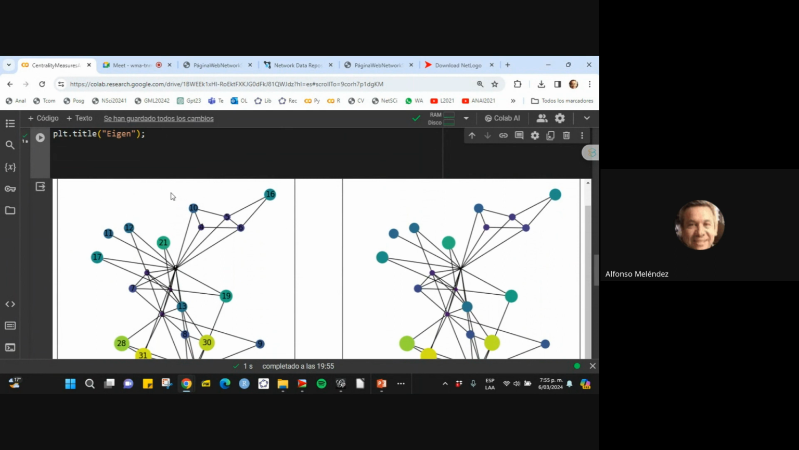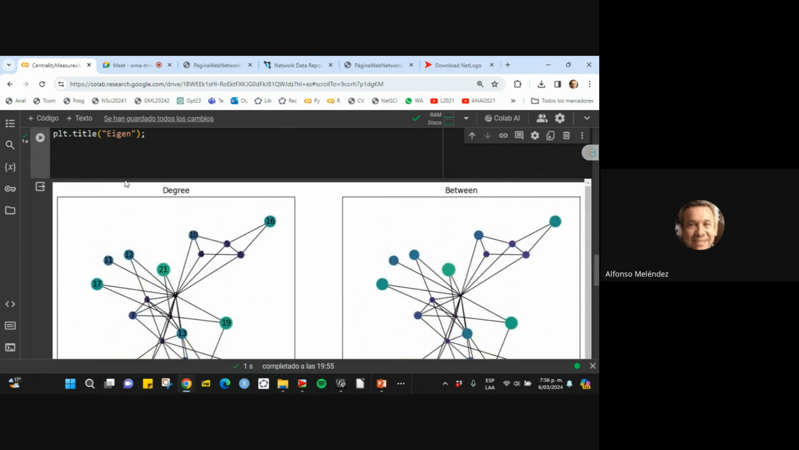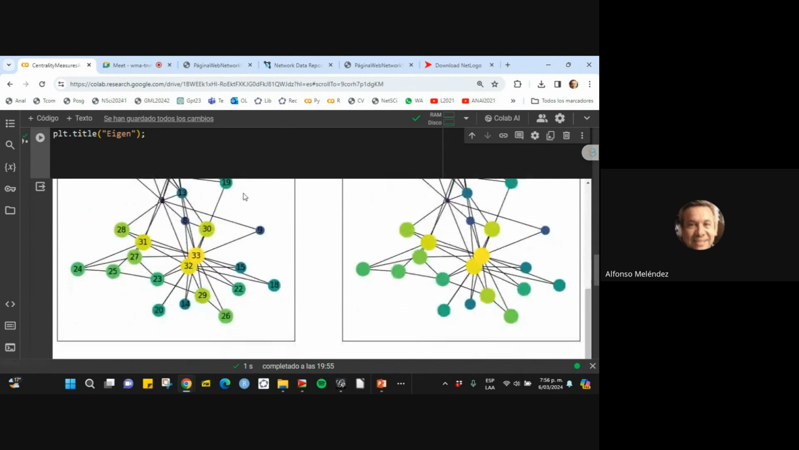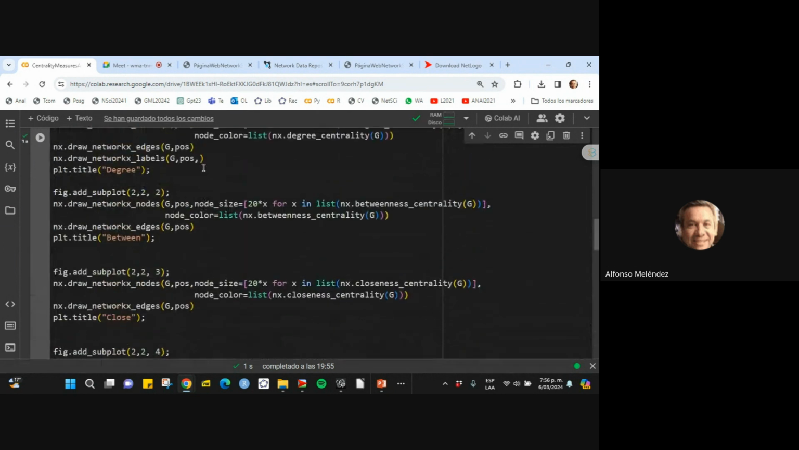I recommend this library because it's very powerful, very well documented, and very easy to use. Most research articles that have to do with networks work with this library. There are also libraries in the R language; iGraph is a library in R. There are a lot of libraries, but the standard for analyzing networks is NetworkX.